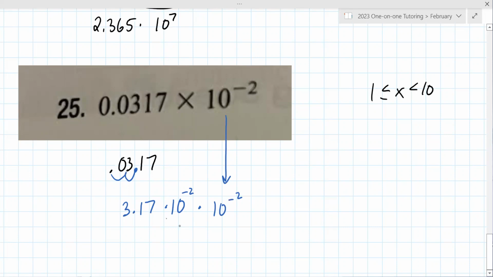So now the bases are the same. What do you do to the exponents? You would add them. Yeah, you would add the exponents. So there's your final answer.